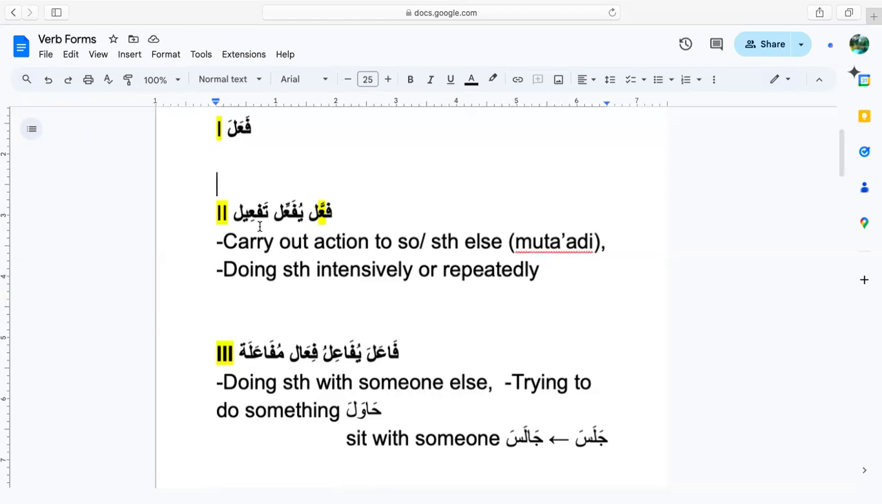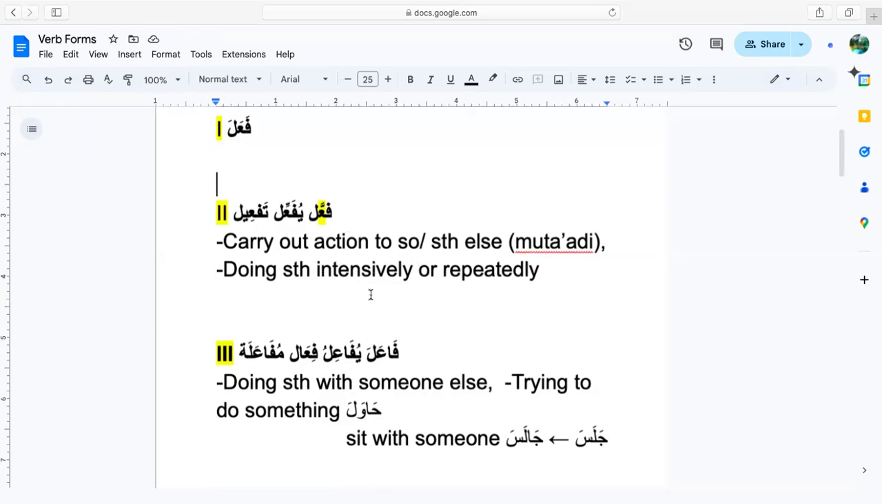So an example of this, for example, علم يعلم تعليم, which means to teach. Or let's think of another example. سلم يسلم تسليم, for example. So what is the meaning of this pattern? The meaning is carry out action to someone or something.